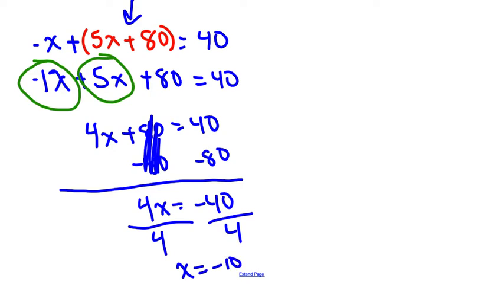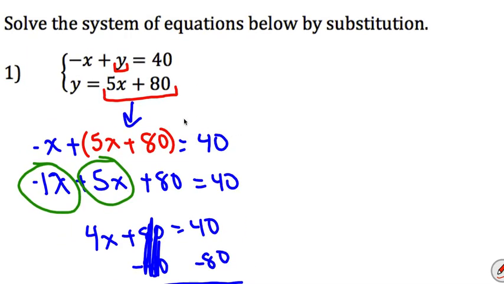Now, some of you might be thinking, all right, good, I got x equals negative 10, I'm done, let's move on. But no, remember, our solution to a system of equations has to be a point. We need the x and the y. So what I'm going to do is take this negative 10 and come back up to the problem. Now, you could use either one of these equations. It does not matter which equation you choose. I'm going to use the bottom one because the bottom one is already solved for y.